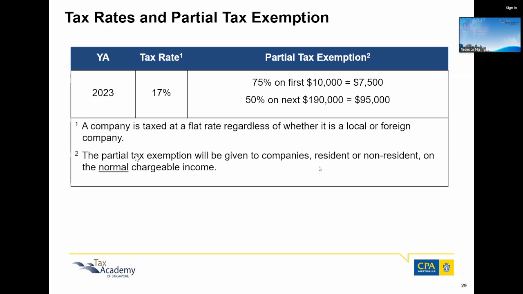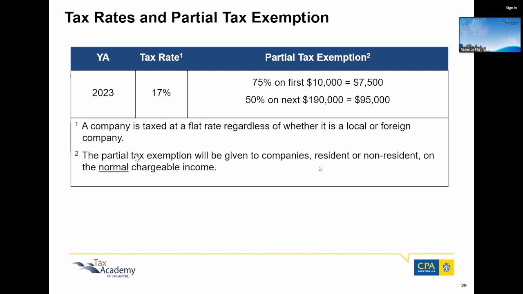So for tax rate and partial tax exemption, the year of assessment which you will be tested on is YA 2023. The tax rate is 17% and the partial tax exemption is 75% of the first 10,000, which is 7,500, and 50% on the next 190,000, that will be 95,000. Altogether, you'll come up to 102,500.